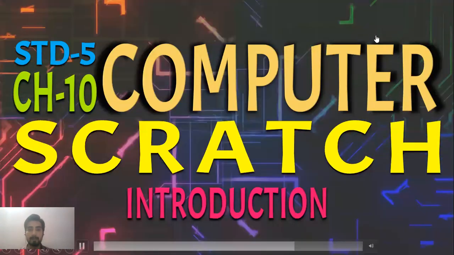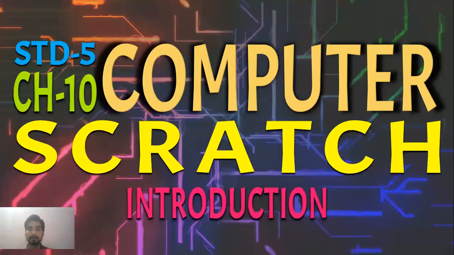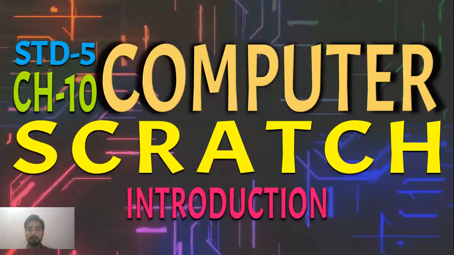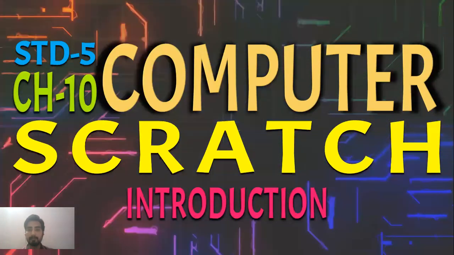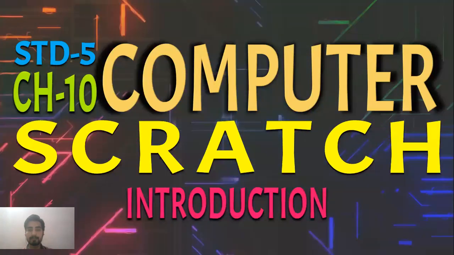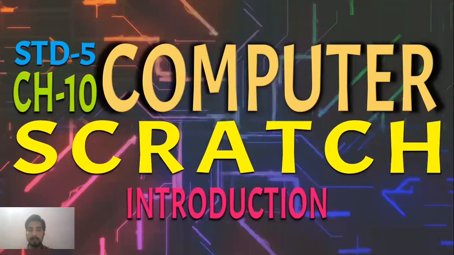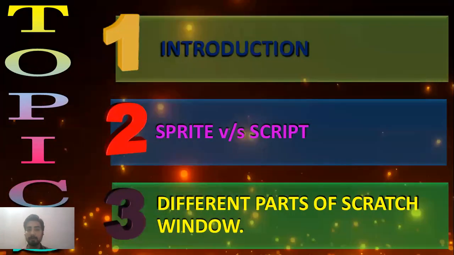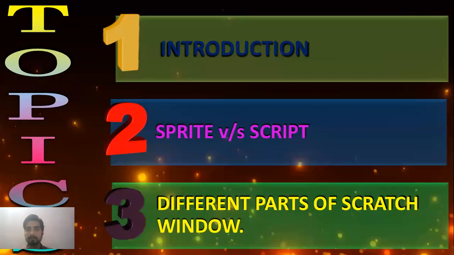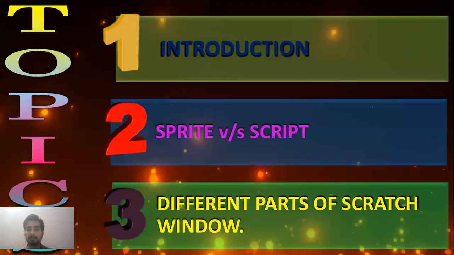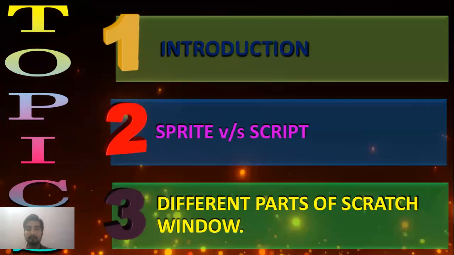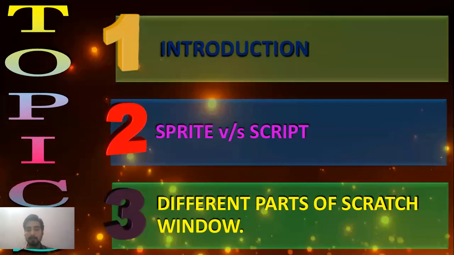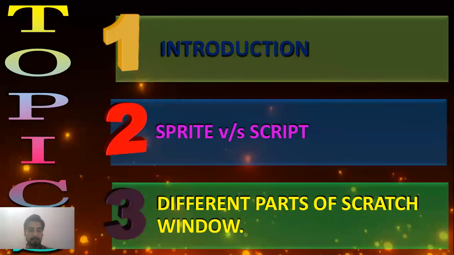Good morning, students, and welcome back to a new chapter of computer, that is chapter 10, Scratch. So today we will start this chapter and see the introduction of this chapter: what is Scratch, some different parts of a Scratch window, and what is a script and what is a sprite. So we'll see all these things. We'll recall some of the things which we have already learned in Scratch. So let's start the class.